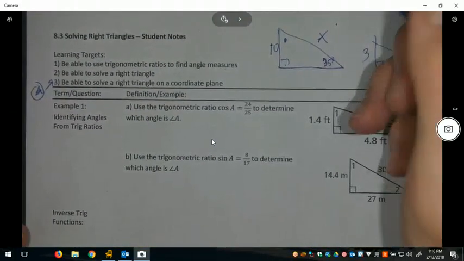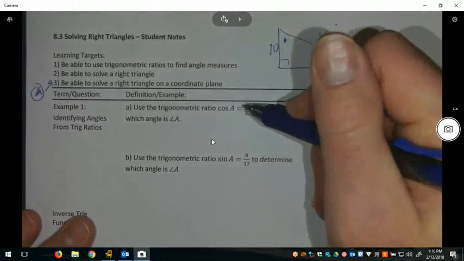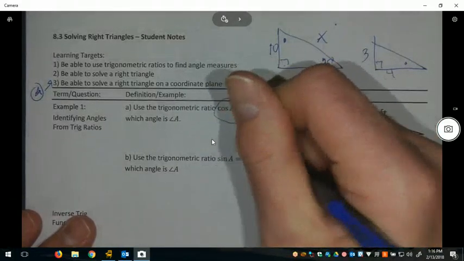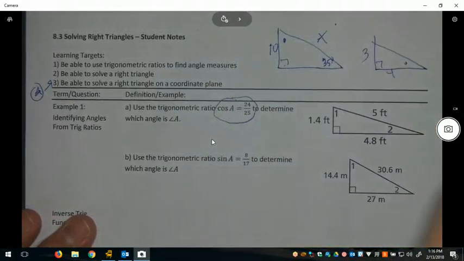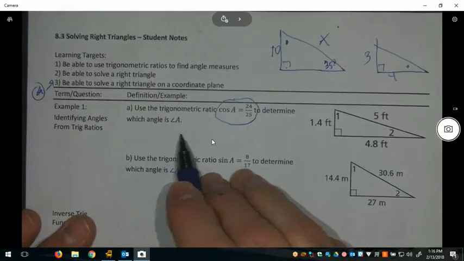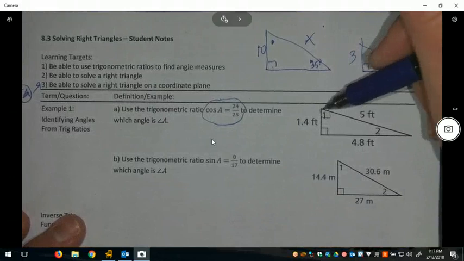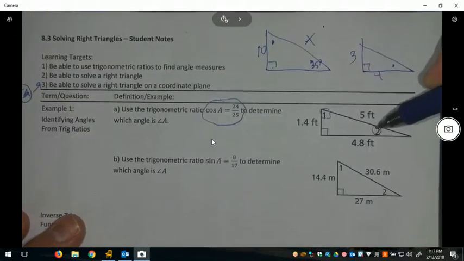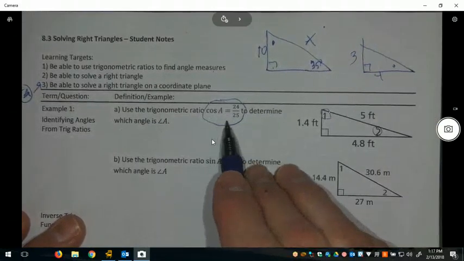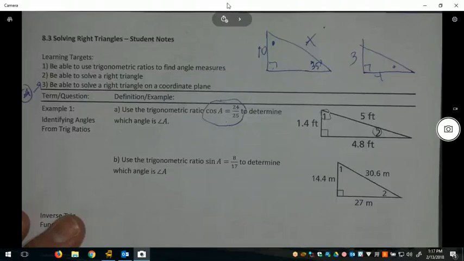Example 1, identifying angles from trig ratios. Use the trigonometric ratio cosine of A equals 24 over 25 to determine which angle A is in this picture. So we're trying to determine whether the angle is angle 1 or angle 2. Which angle did they use as they wrote the cosine of angle A?